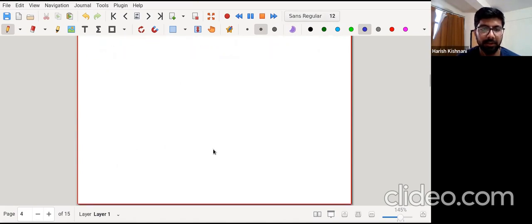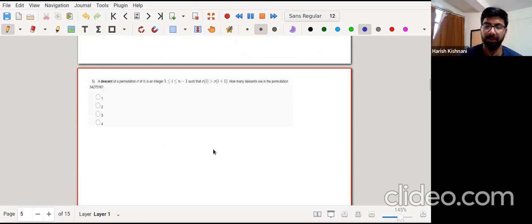So, a new definition for you guys. A descent of a permutation sigma of n is an integer from 1 to n minus 1 such that sigma of i is greater than sigma of i plus 1. So the image of i is greater than its succeeding one. How many descents are in the permutation 3, 4, 2, 7, 1, 5, 6? Let me write this permutation more clearly. So it is 3, 4, 2, 7, 5, 1, 6.